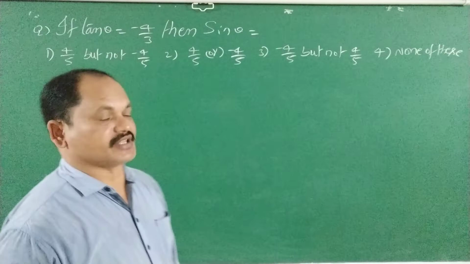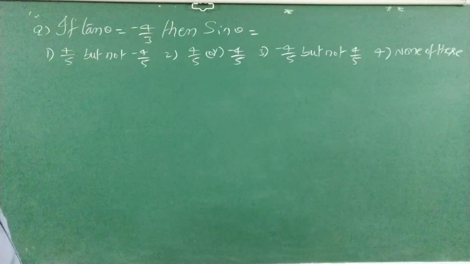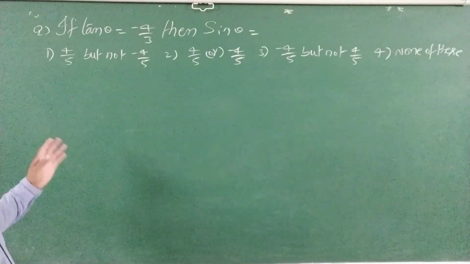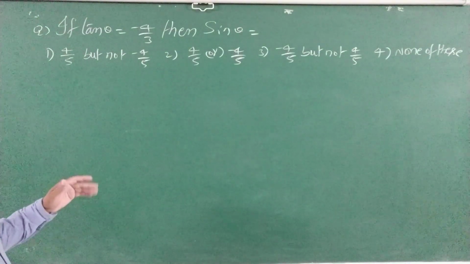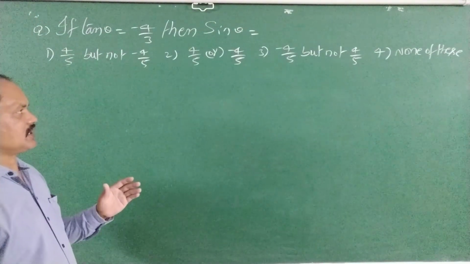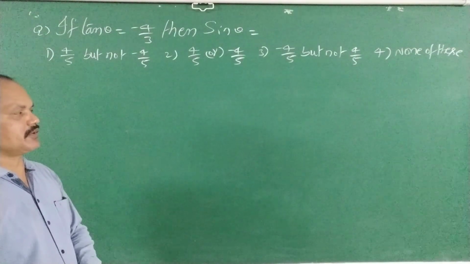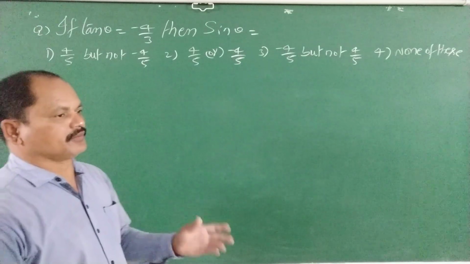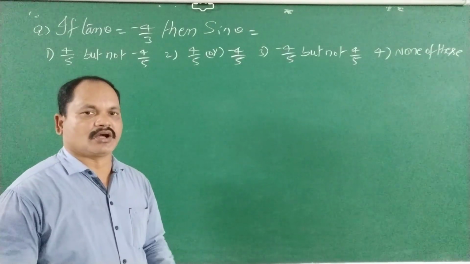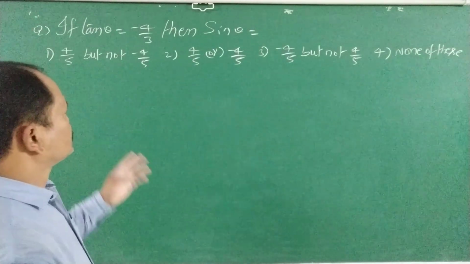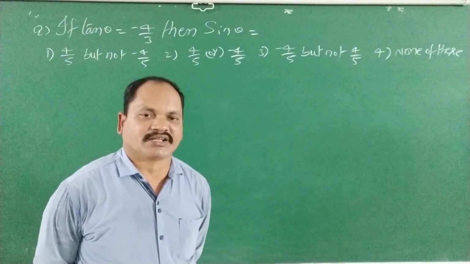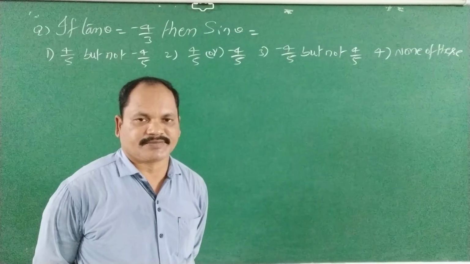The first question: if tan theta is equal to minus 4 by 3, then sin theta is equal to: first option, 4 by 5 but not minus 4 by 5; second option, 4 by 5 or minus 4 by 5; third option, minus 4 by 5 but not 4 by 5; and fourth option, none of these. Now observe, this question depends upon the trigonometric ratios. Actually, given tan theta is minus 4 by 3.